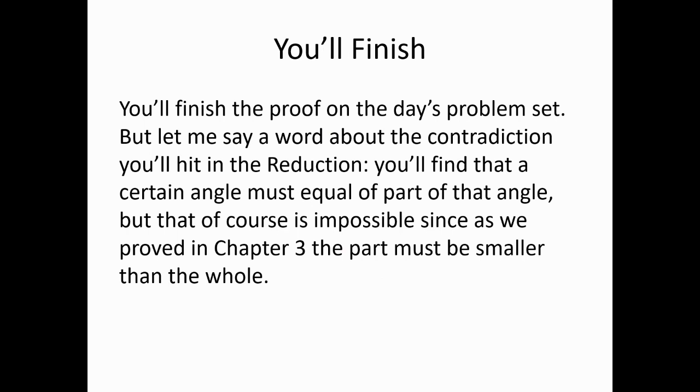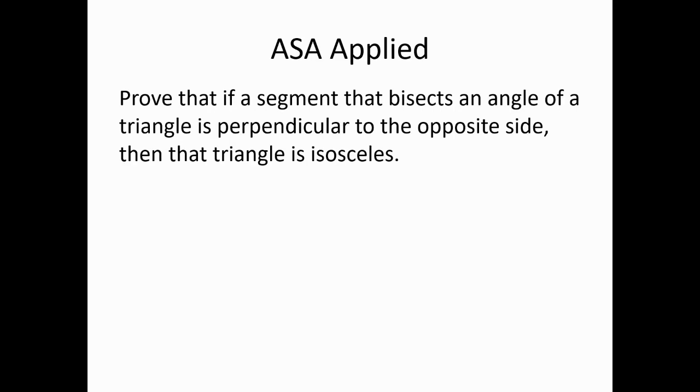Okay, so let's do a little bit of application of this, and then we'll call it quits for the day. So let us prove, and I will do this to you sometimes on problem assignments and on tests. I will simply write out the statement that I wish to prove, and then you have to do all the work after that. So prove that if a segment that bisects an angle of a triangle is perpendicular to the opposite side, then that triangle is isosceles. Okay, so we're going to have to do everything here.